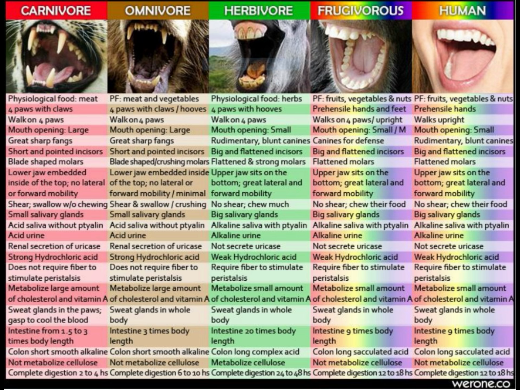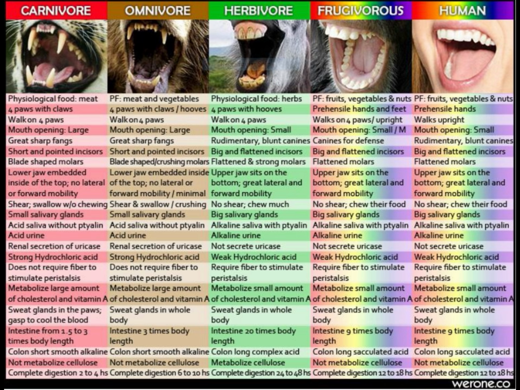Let's get started. So humans, frugivores, are designed to eat fruits, vegetables, and nuts. We both walk upright, while chimps and great apes walk on four paws or upright. Similar dental, as it says. They don't have the ability to shear. They both chew their food. Alkaline saliva. It says both the chimp and the human have alkaline urine. I'll be addressing this. I'll also be addressing the jaw structure in the next slides.